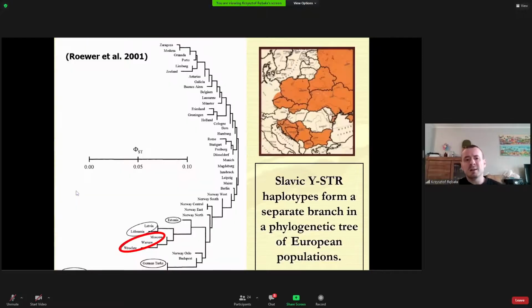And here is a study of different European populations from 2001, quite old, and there were only 3 Slavic populations studied then: populations of Warsaw and Wrocław in Poland and the population of Moscow. They found that these 3 Slavic populations formed a separate branch in the phylogenetic tree of European populations, okay?